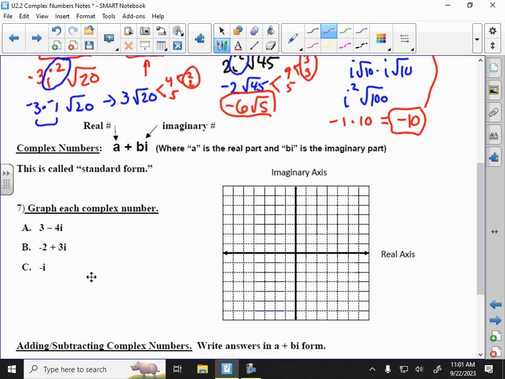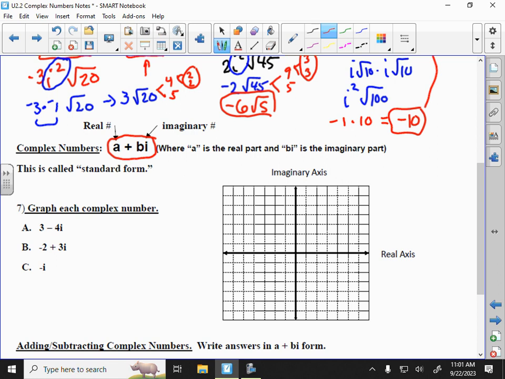All right, so a complex number, again, is made up of real numbers and imaginary numbers. And so this a plus bi is the standard form for any complex number. The a part is any real number. So any number that you can put on a number line, that's the a value. The bi is the imaginary part, so that has an i in it. And if you put those two together with a plus or a minus, then that's called a complex number.